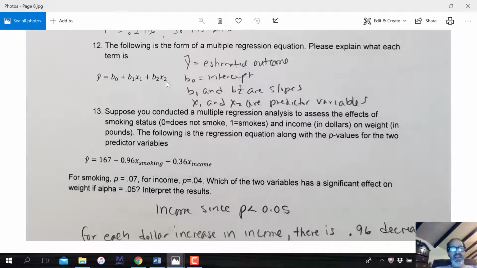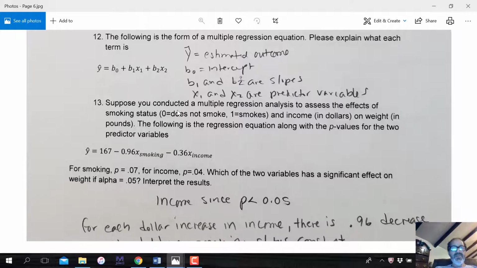But let's imagine it as a line. It makes it a lot simpler to think about. So y hat stands for the outcome, and the little hat means it's estimated. Beta 0 is the intercept, beta 1 is the slope for variable 1, x1, and beta 2 is the slope for variable 2, x2, and x1 and x2 are two different variables. I could have given them whatever symbol I wanted. It could have been z, q, whatever, okay?